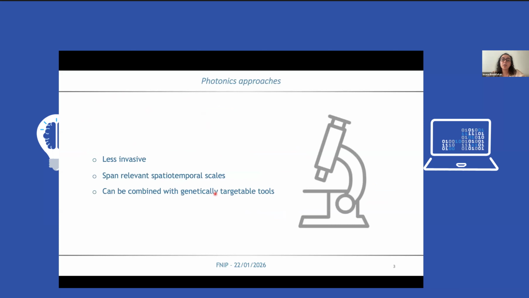So this manipulation and readout of neuronal activity was traditionally performed using electrophysiological approaches. But since then, photonics approaches have been developed, and we are using them because they display many advantages. The first of all is that they are less invasive. They can also adapt to relevant spatiotemporal scales, and they can be combined with genetically targetable tools that allow us to study a genetically defined population of neurons.